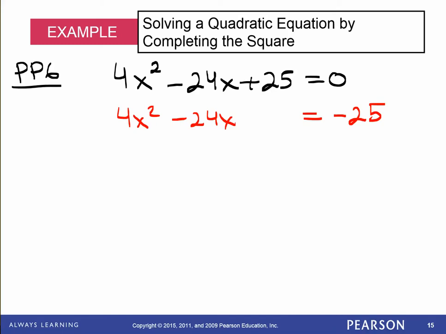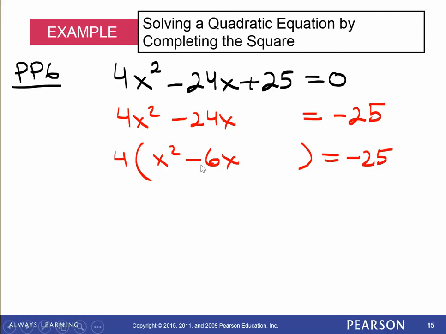Okay, here's the little tricky step. If you started dividing the negative 24, you did it wrong. Ready? Because you have to factor out the 4 first. In order to do this process, the x squared has to be by itself. Alright, I've got 4 erasers going.